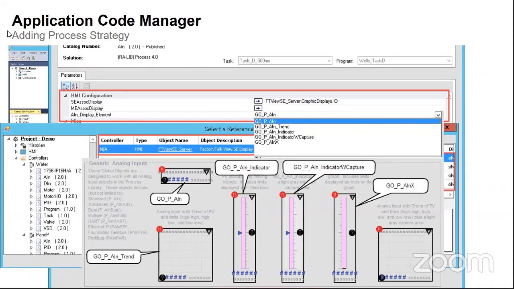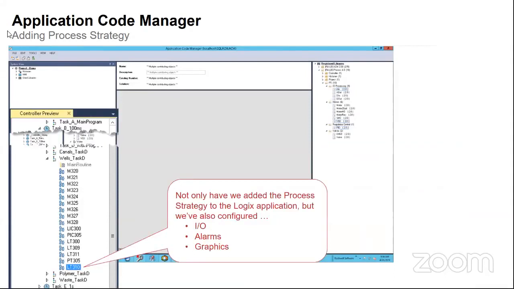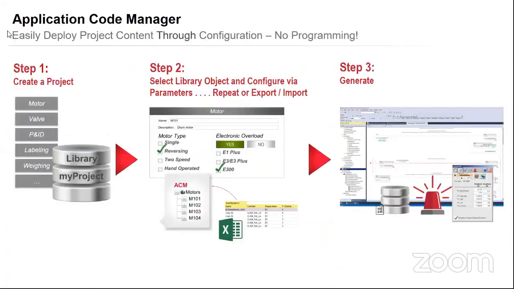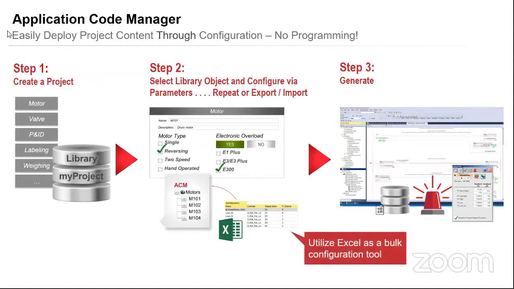So you get to choose which one of these it's creating. It's not going to tell you exactly where it's going to lay it out on the screen. What's going to happen is it's going to create one screen with every single one of these done. So when you open up your development, all you have to do is drag and drop to where you want it. But all the connection points have already been made for you. So now we have your tie-ins for your I/O, your alarms, your graphics. Again, you're creating the project, you're bringing in your library, and then you're generating the code.